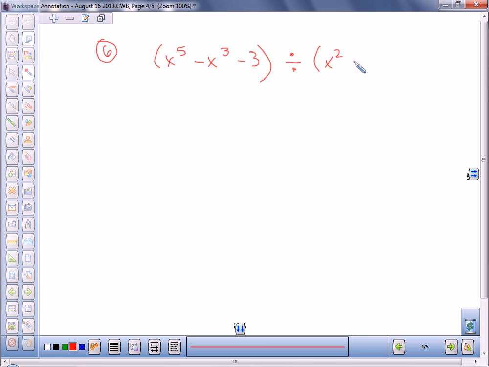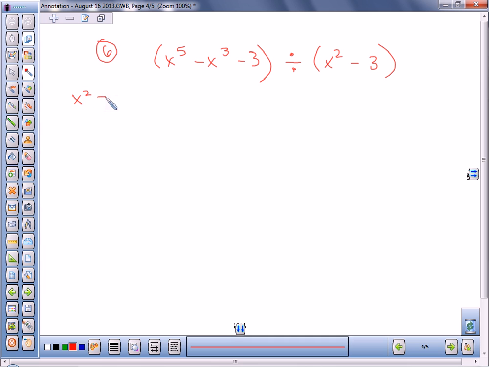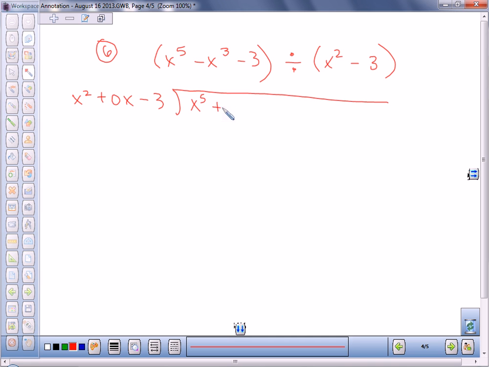Okay, so if we're struggling at all with this, we want to make sure we're going to use those placeholders. So our dividend would look like this. We're going to put in the 0x because there's not one. Now, if this is really simple for us, remember I told you yesterday, I'm not going to make you put them in, but if you're struggling at all, I want you to put in the placeholders for the missing terms. And then everything lines up nicely.